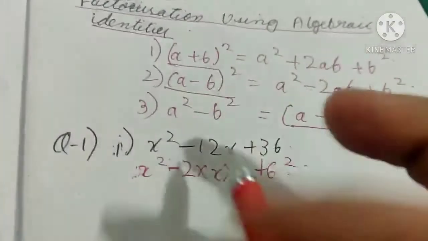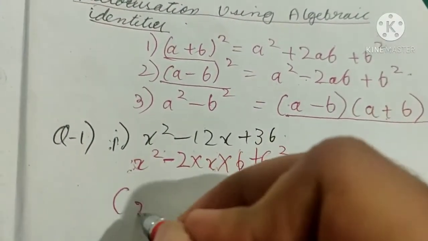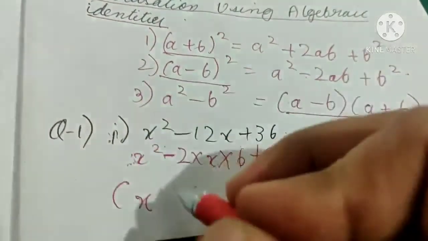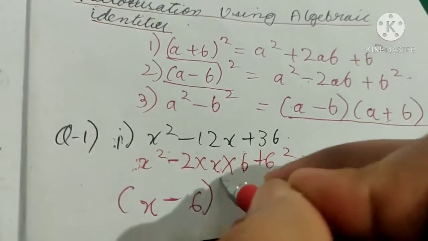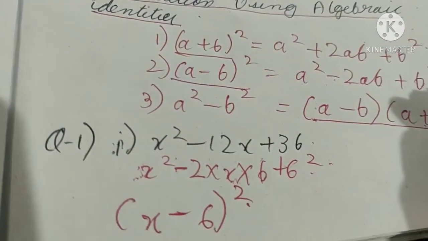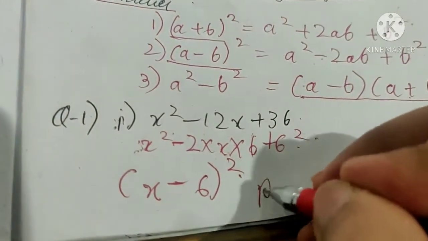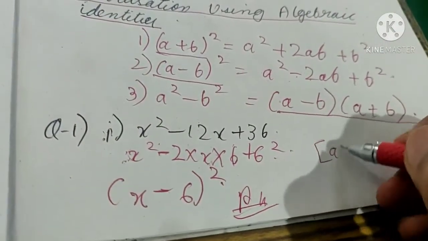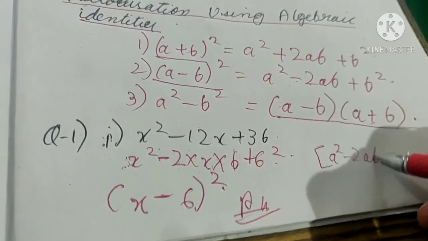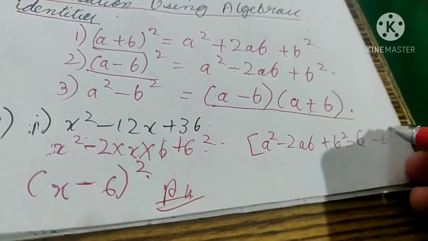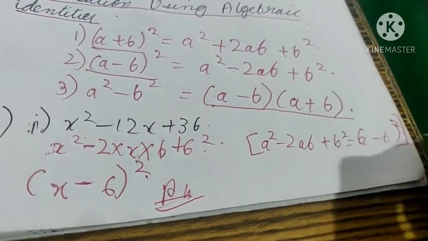So what is our a here? Our a was x and b was 6, and (a - b)^2. So we can write it directly as (x - 6)^2. So this is our answer in this question. What formula did we use? a^2 - 2ab + b^2 equals (a - b)^2.